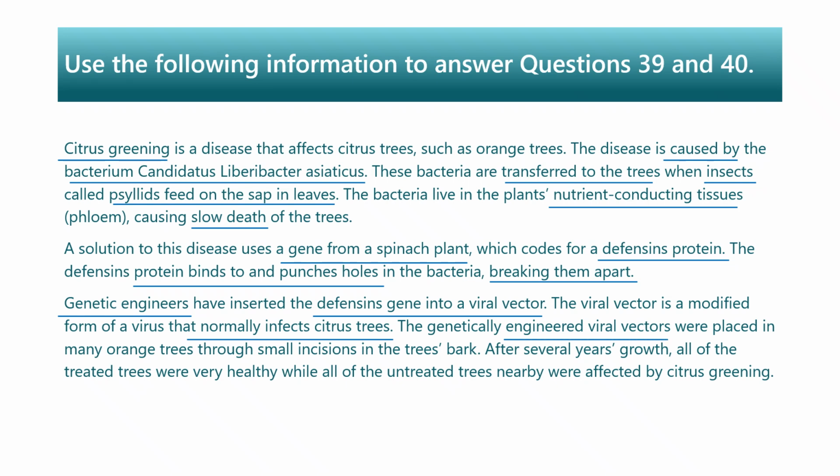The genetically engineered viral vectors were placed in many orange trees through small incisions in the tree's bark. After several years' growth, all of the treated trees were very healthy, while all of the untreated trees nearby were affected by citrus greening.